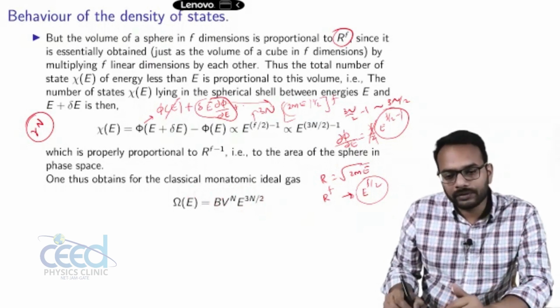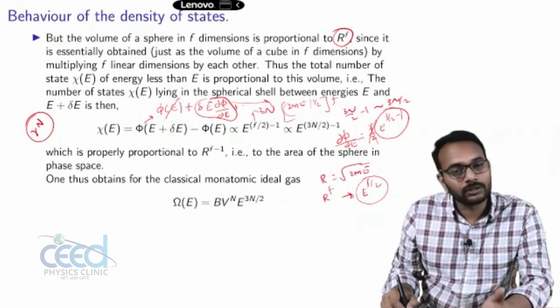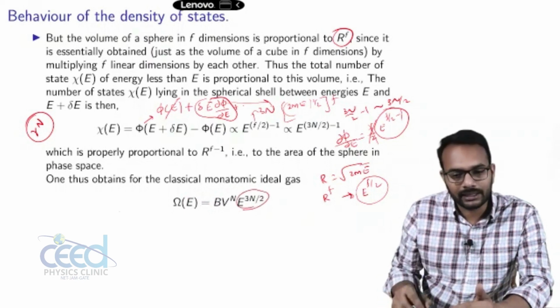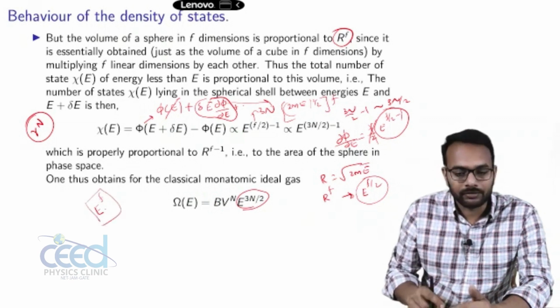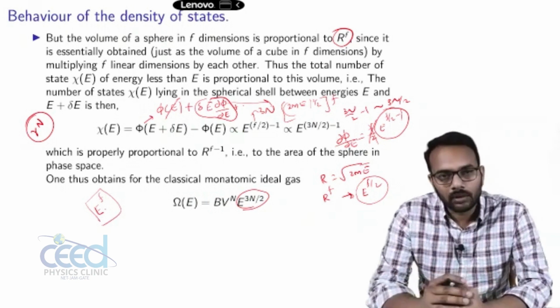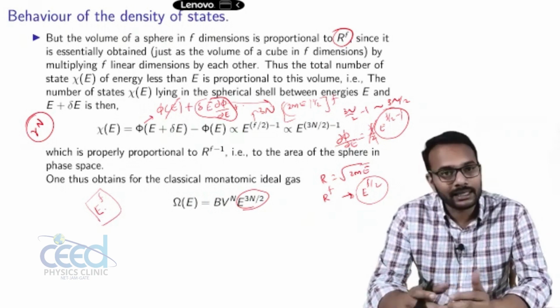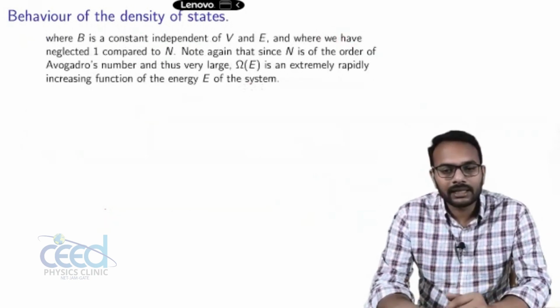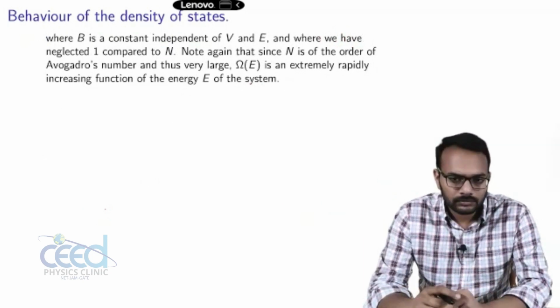അപ്പോൾ omega of E is equal to B v raised to n e raised to 3n by 2. നമ്മൾ നേരത്തെ പറഞ്ഞ കാര്യം തന്നെയാണ്. The number of states goes up as e raised to f. നമ്മൾ നേരത്തെ ജനറൽ ആയിട്ട് ആ ഒരു കാര്യം പറഞ്ഞു. നമ്മൾ ക്ലാസിക്കൽ മോണോറ്റോമിക് ഐഡിയൽ ഗ്യാസിന്റെ കേസിൽ ഇതേ കാര്യം കണ്ടു. ഇനി ഇത് വളരെ സിംപ്ലിഫൈഡ് ആയിട്ടുള്ള ഒരു ഇതാണ്.